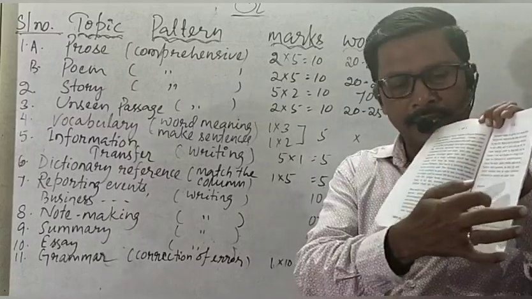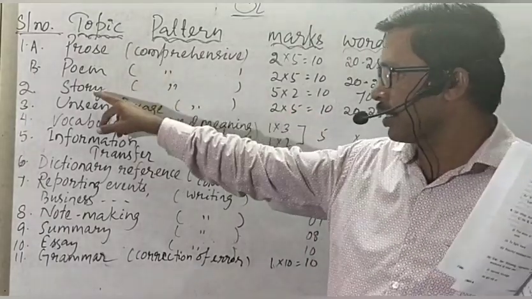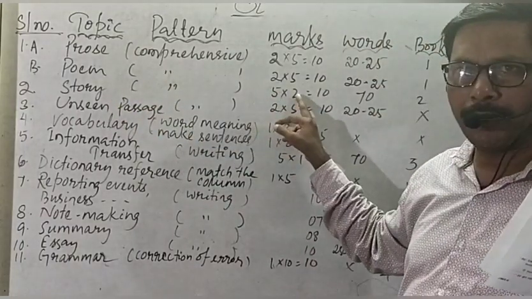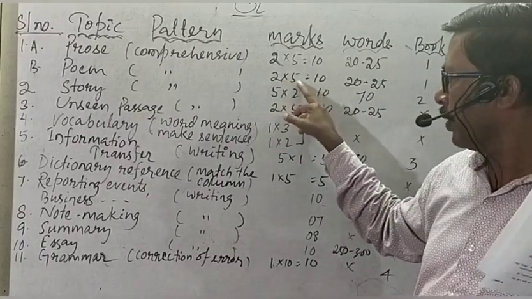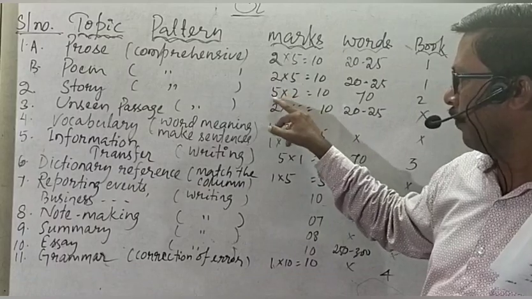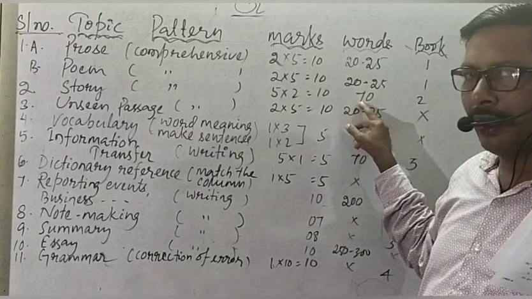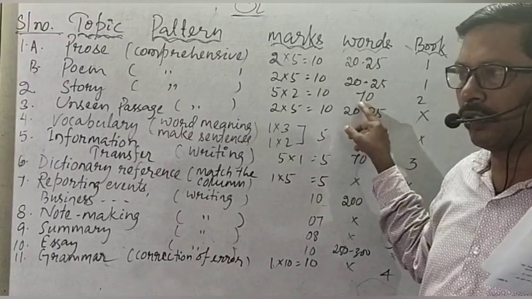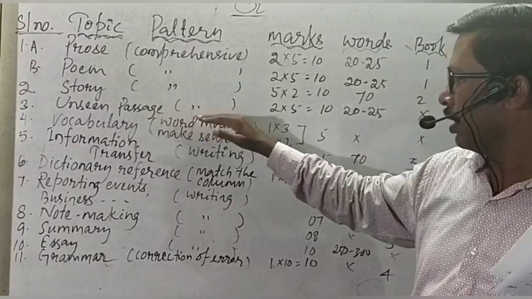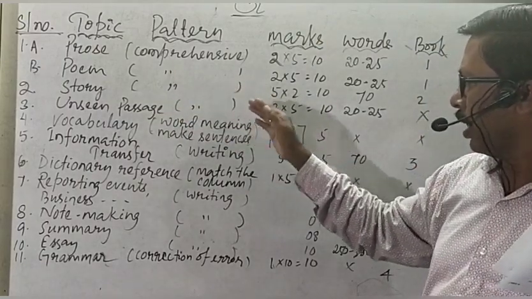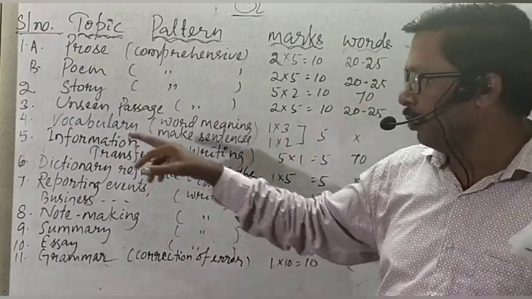This is the passage. Then 5 questions. In the story case I forgot to mention 2 questions are there, each of 5 marks. Here 5 questions of 2 marks, but here is a difference: 2 questions of 5 marks each, and each question is to be answered in about 70 words, and that's from book 2. The unseen passage, comprehensive type, is 20 to 25 words, and from no book.